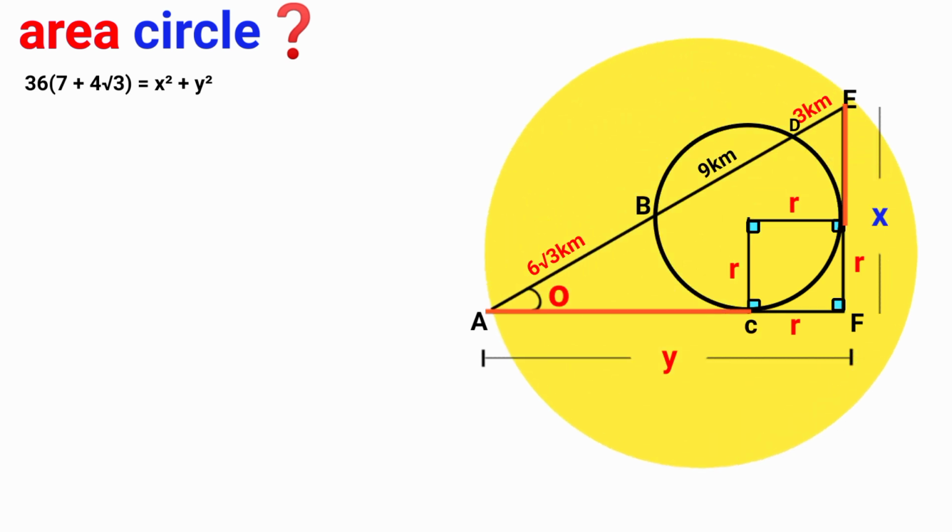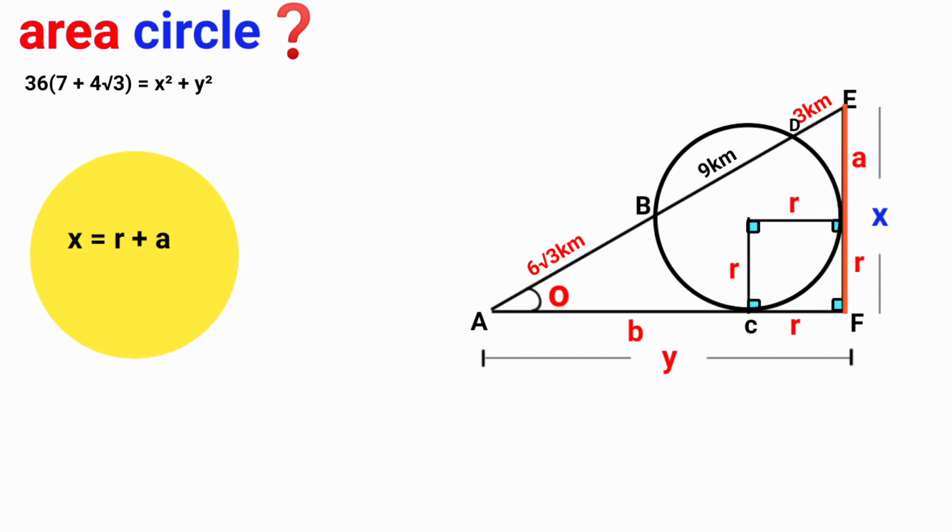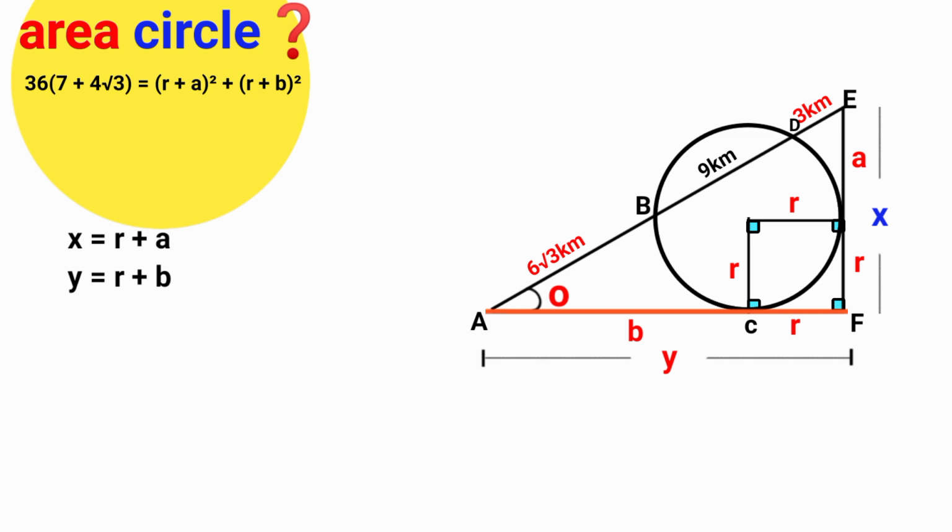Now we assume the lengths of the leftover segments, this be a and this b. Look at x: its whole length is x, but it is divided into this r and this a. So x equals r plus a, while this y is the sum of this r and this b. So y equals r plus b. Substitute it here. Now 36 into bracket (7 + 4√3) equals (r + a) all squared plus (r + b) all squared.